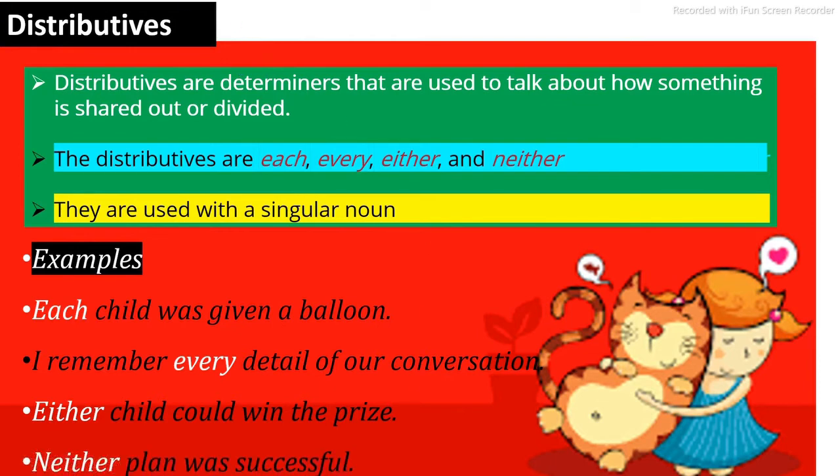And neither plan was successful. Here also plan is the noun which has been modified by the word neither. So these nouns, child, detail, child, plan, are modified by the distributives each, every, either and neither.